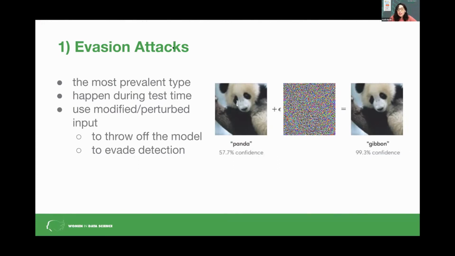But with an evasion attack, usually there is a certain level of noise like this one that cannot be detected with the human eye. So this noise is added to the clean image, and the modified image is given to the model. And now with this modified image, the classifier classifies it wrongly as a gibbon, and it has a very high confidence rate too. It has 99.3%, which is very scary.